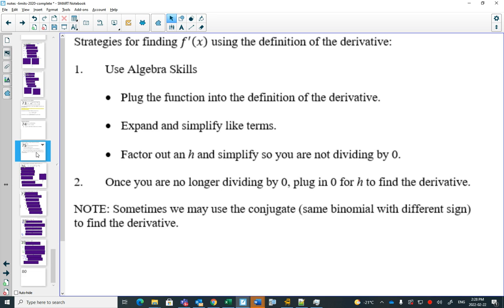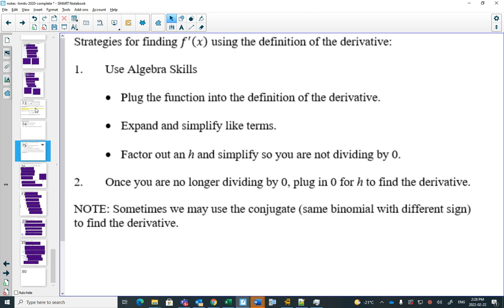And the main strategies are going to be the main strategies we've used for limits all the way along. We're going to use our algebra skills. Plug in the function into the definition. Simplify. Use our limit skills so that we're not dividing by 0. And then we'll be able to solve. And usually those algebra skills involve having to factor out an h.